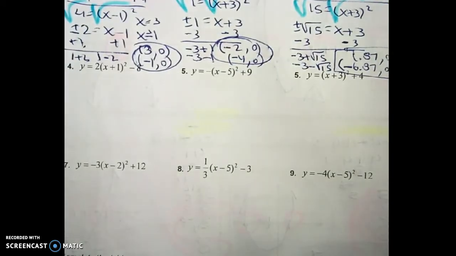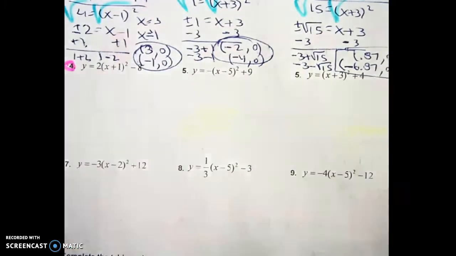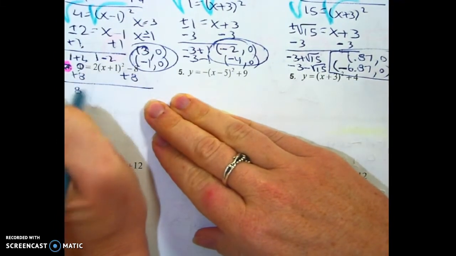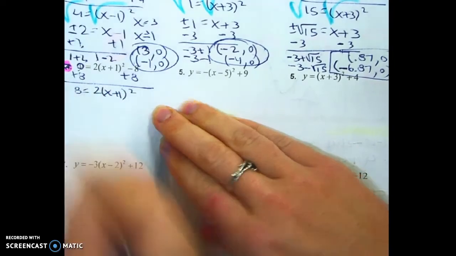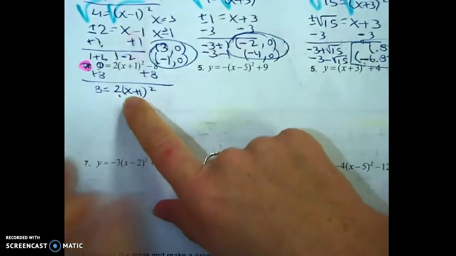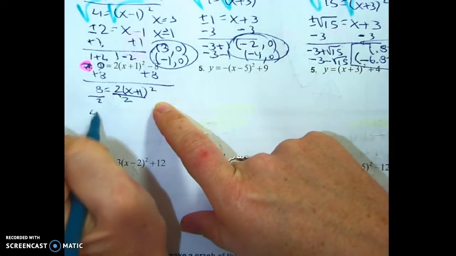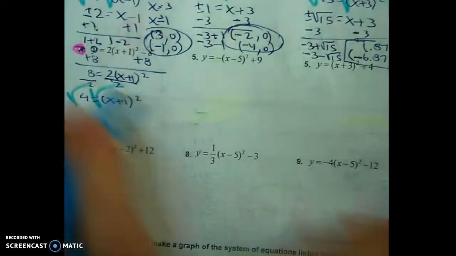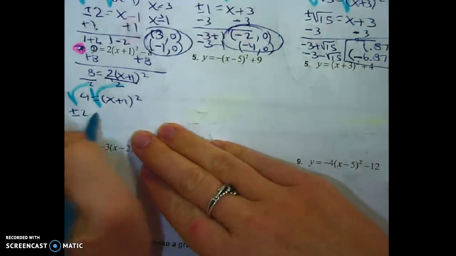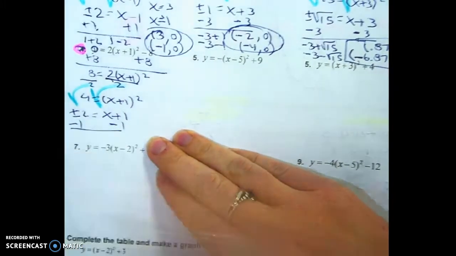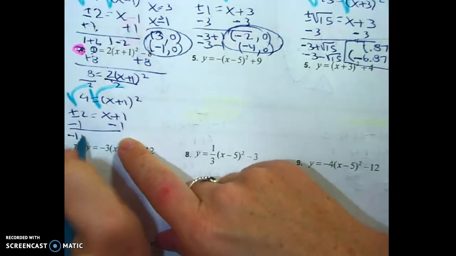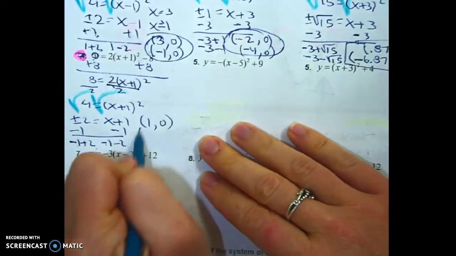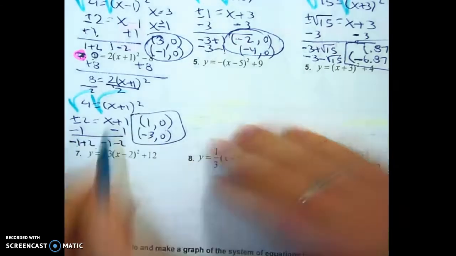All right, let's try number 4. Set it equal to 0. Plus 8, plus 8. The problem is this one is different because I still have a 2. The 2 is touching the parenthesis. Touching means multiply. The opposite is divide. Now, boom, square root, square root. Square root of 4 is 2. Subtract 1 from both sides. My two options as answers are negative 1 plus 2 and negative 1 minus 2. Negative 1 plus 2 is 1. Negative 1 minus 2 is negative 3. Okay?